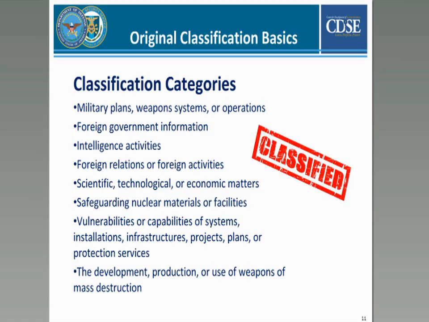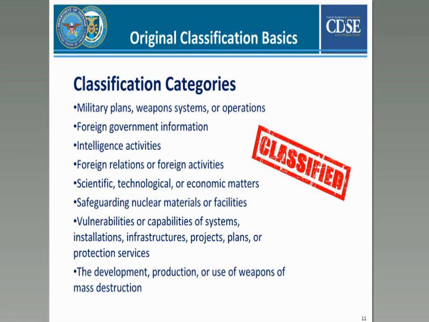There are certain conditions under which information can be classified. Classifying may be appropriate only to information that is owned by, produced by or for, or is under the control of the U.S. government. Section 1.4 of Executive Order 13526 further defines categories of information that may be classified. There is a summary of these categories on our screen.